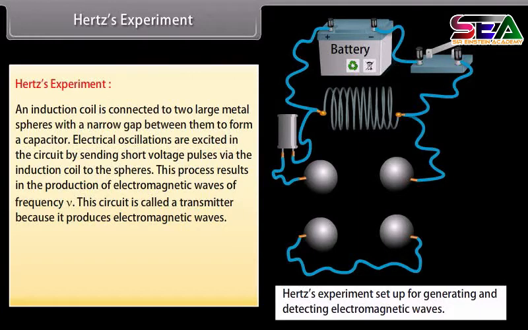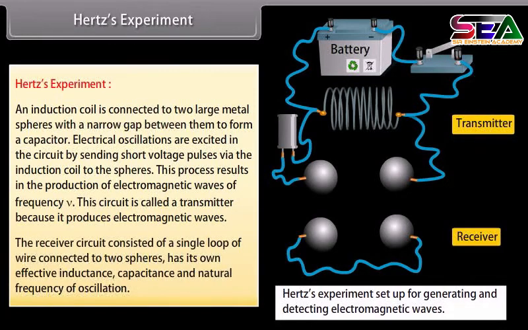In this ionized state, the electrons and ions in the air gap oscillate back and forth with the same frequency nu as that of the circuit. This process results in the production of electromagnetic waves of frequency nu. This circuit is called a transmitter because it produces electromagnetic waves.